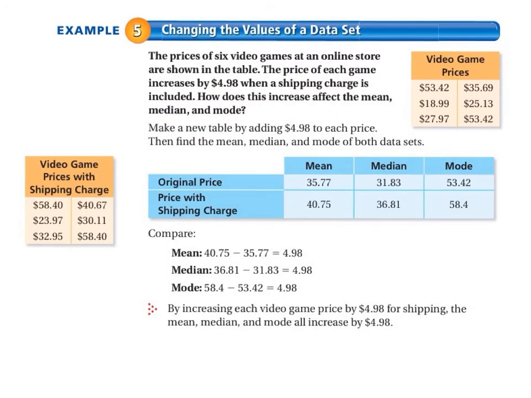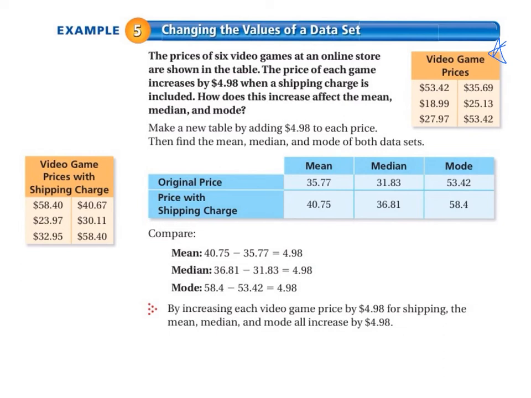Okay, example 5 is about changing the values of a data set. The prices of 6 video games at an online store are shown in the table. This is the table. And the price of each game increases by $4.98 when a shipping charge is included. How does this increase affect the mean, median, and mode? Make a new table by adding $4.98 to each price. Then find the mean, median, and mode of both data sets.